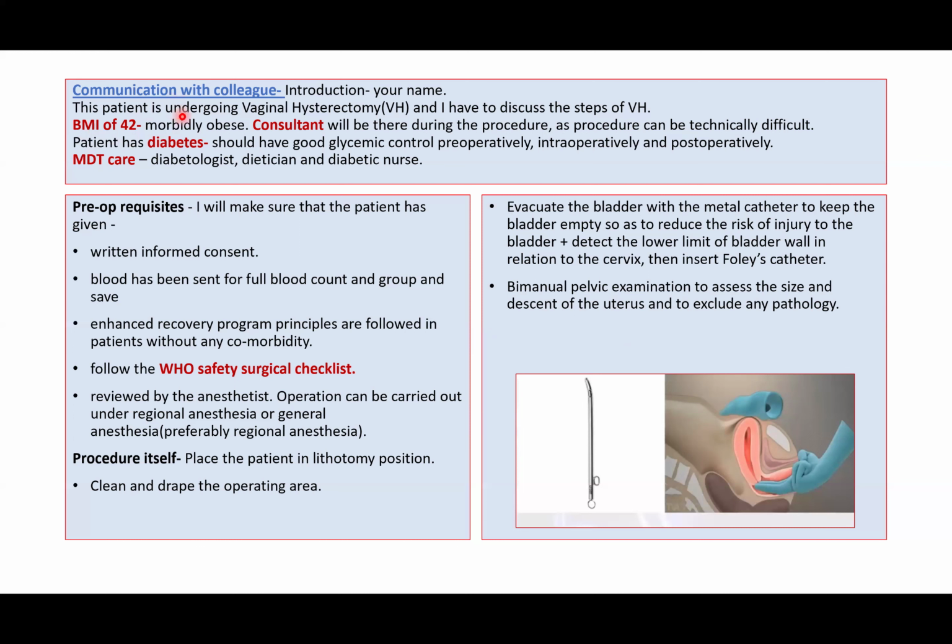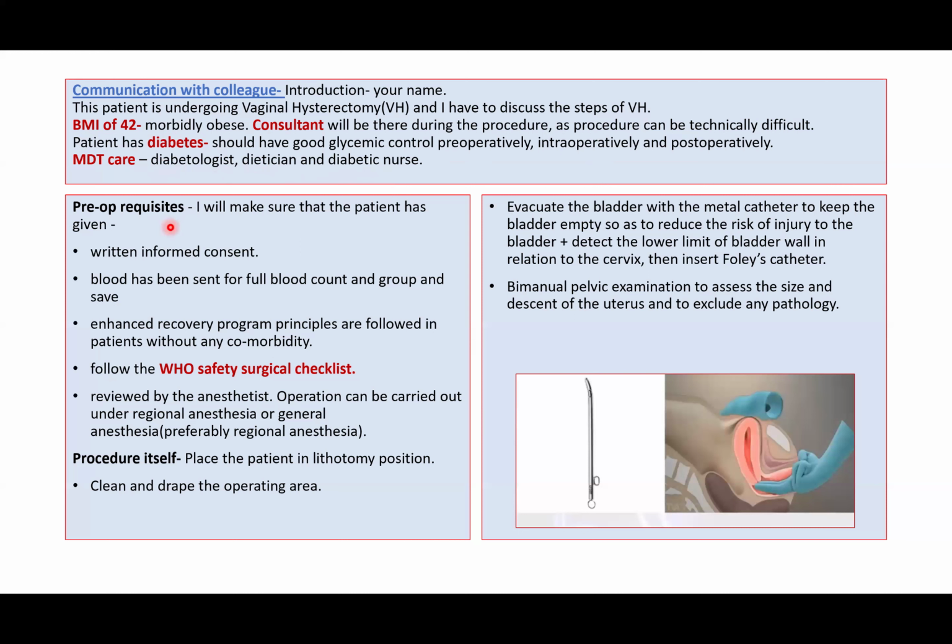All right, so you are Anita. Hello, I am Anita and I'm ready for the discussion. So I have to discuss the steps of vaginal hysterectomy in this patient. My patient's BMI is 42. She's morbidly obese. So the consultant has to be there during the procedure because the procedure can be technically difficult. Patient has diabetes. She should have good glycemic control preoperatively, intraoperatively, and postoperatively. Then MDT care is important, including diabetologist, dietitian, and diabetic nurse.